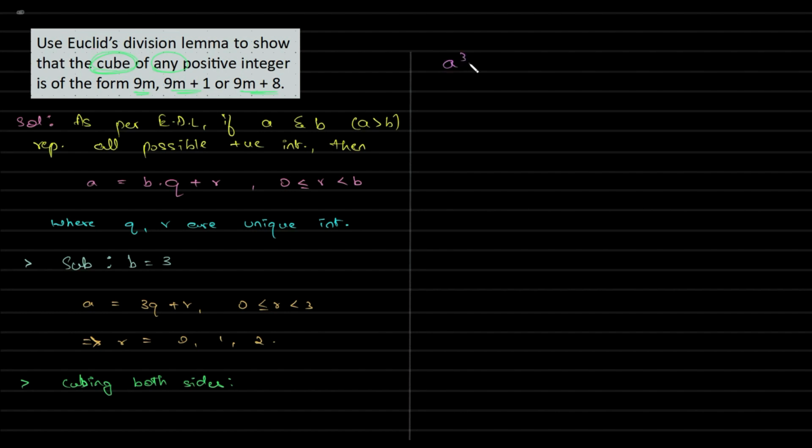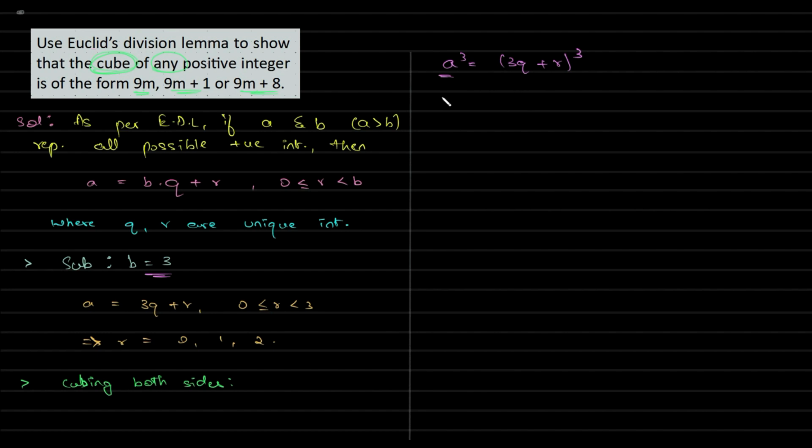So a cube is equal to 3q plus r the whole cube. See, the point here is a represents all the integers. That's the whole idea, right? And a cube represents the cube of all the integers. So what pattern will it end up with is a pattern. It doesn't matter what you started with. The main thing is you will end up with that pattern. That's what we have to show, right?